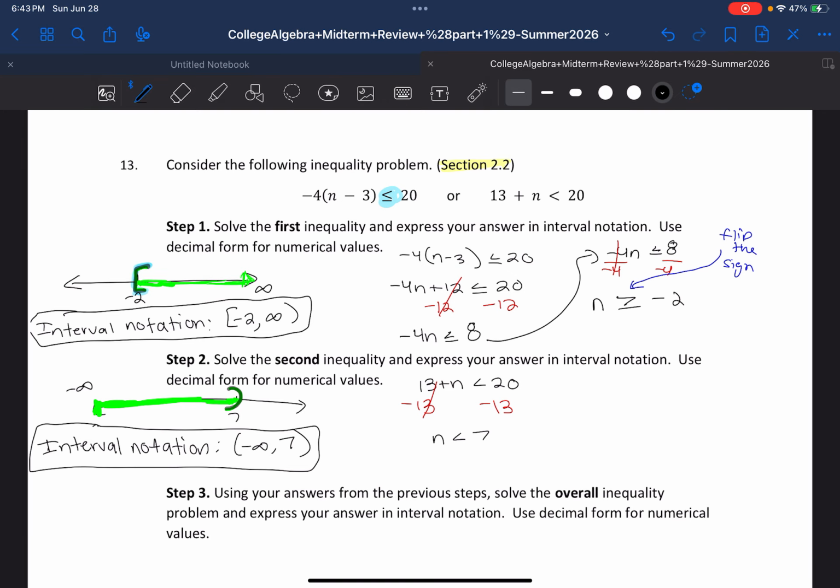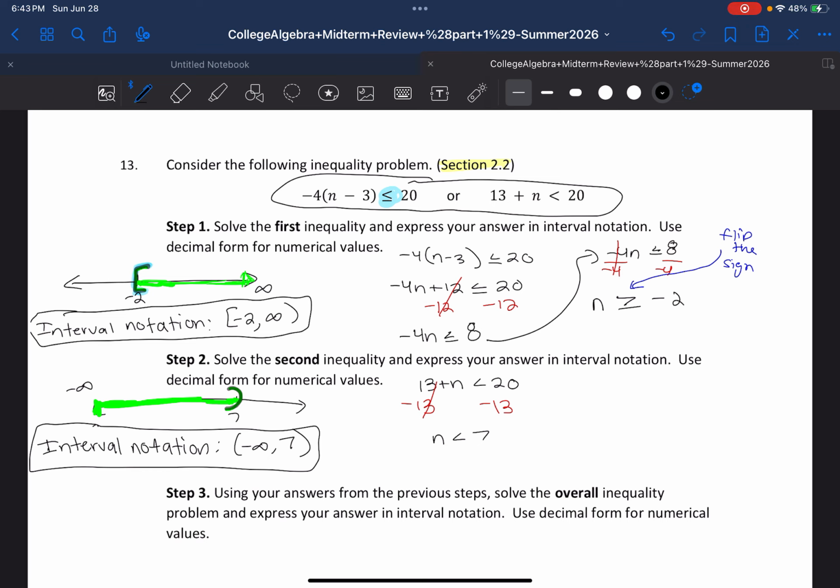So that's the answer to both of them separately, but they are going to ask us in step 3 now to find the solution to the overall inequality problem, which is this entire thing up here. Now, whenever it has the word or, it means that if it's a solution to the first inequality, then we're going to include it. And if it's a solution to the second inequality, then we're also going to include it. Okay?